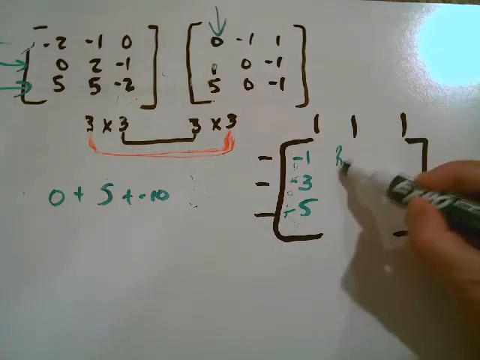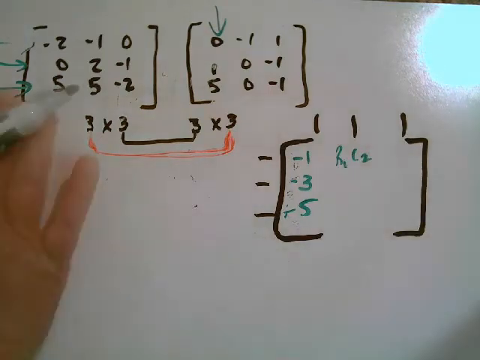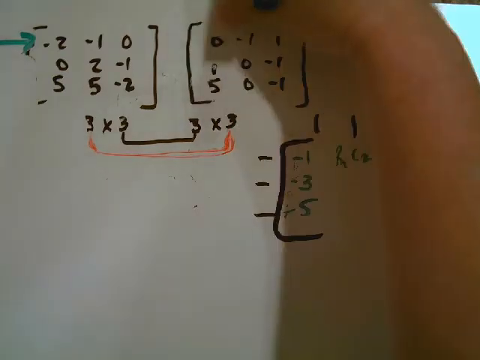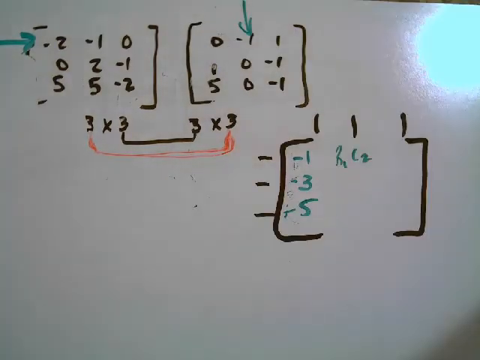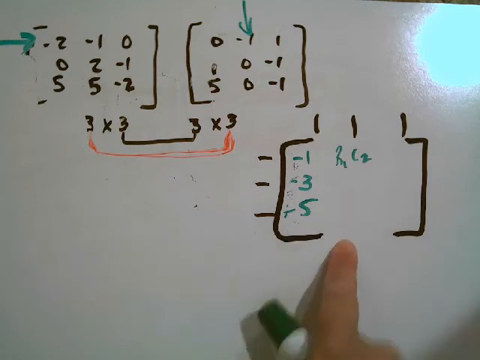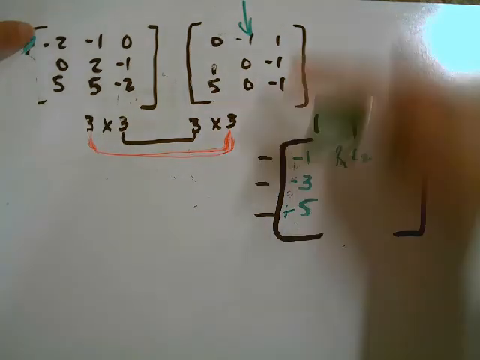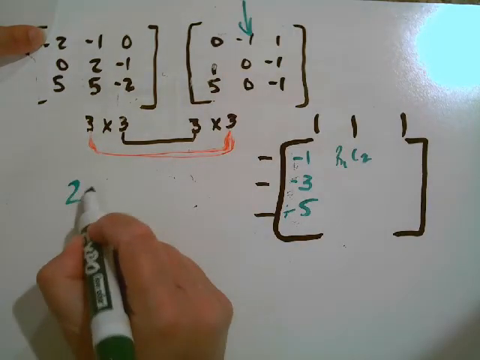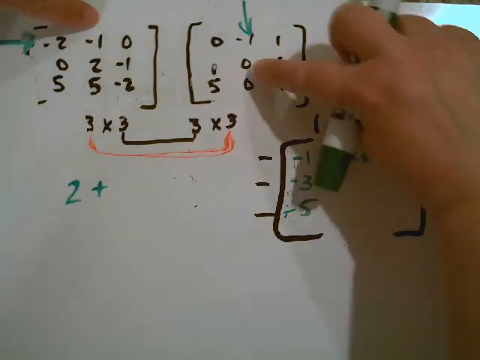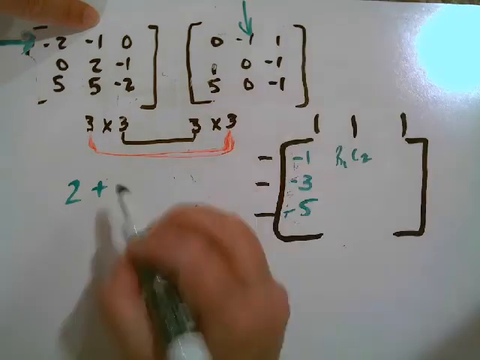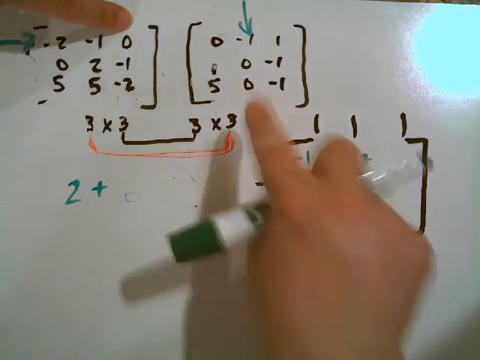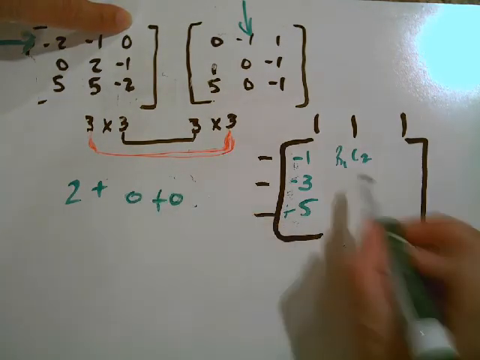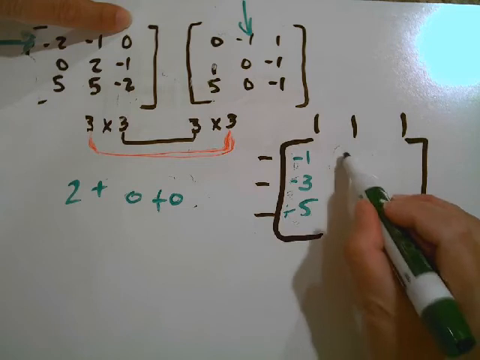This is row 1, column 2. So I'm going to use row 1, but this time I'm going to move over to column 2 for all of my answers because they're all in column 2. So row 1 and column 2, -2 times -1 is +2. -1 times 0 is 0. And 0 times 0 is 0. So in row 1, column 2, I have a 2.